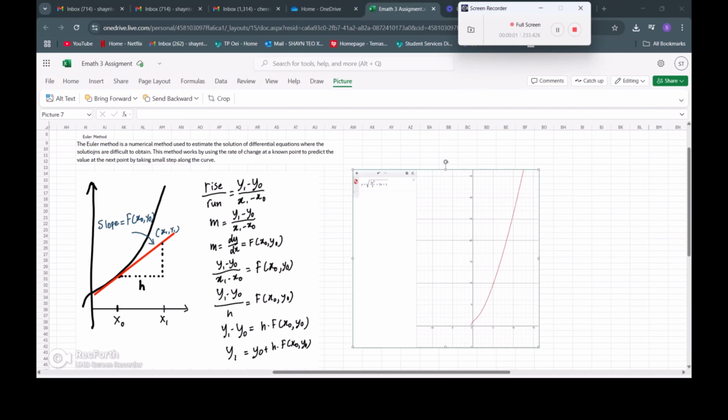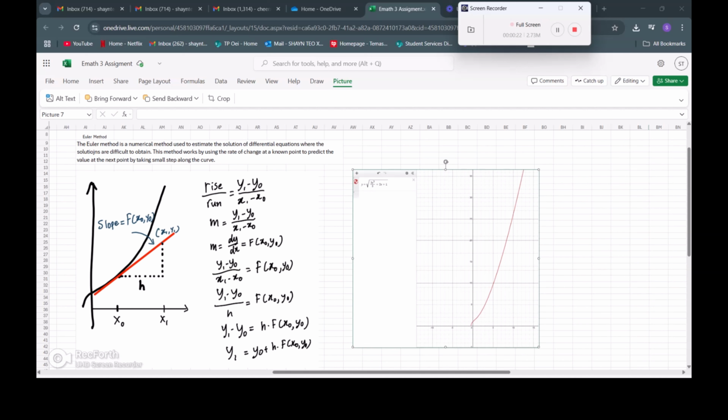Firstly, the Euler method. It is a numerical method used to estimate the solution of a differential equation. This method works by using the rate of change at a known point to predict the value at the next point by taking small steps along the curve. An example is shown on the left side.